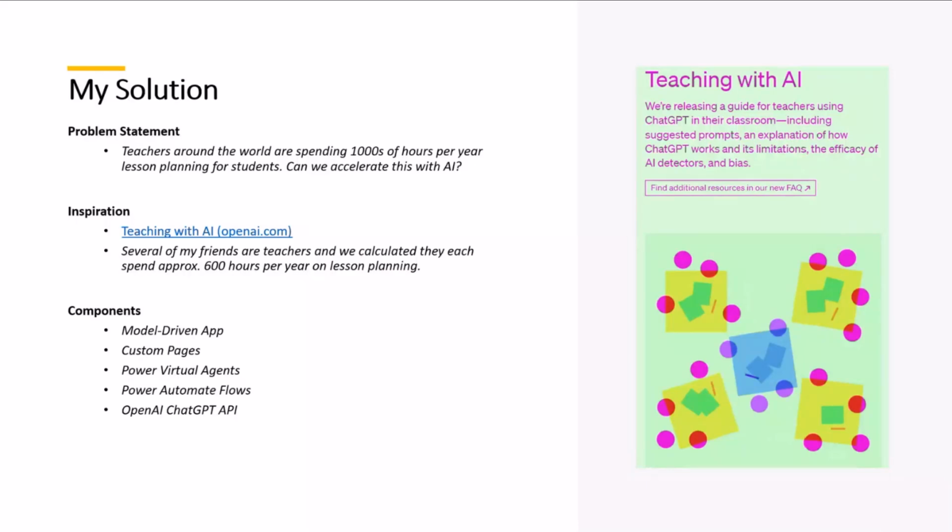Me and my friend were talking it through, and he worked out that he spends about 600 hours per year planning lessons just for a single subject. So if we think about this over a whole school of teachers, we're talking about thousands of hours that could be saved if we can leverage these new AI capabilities.